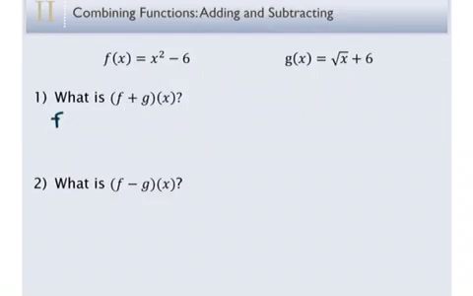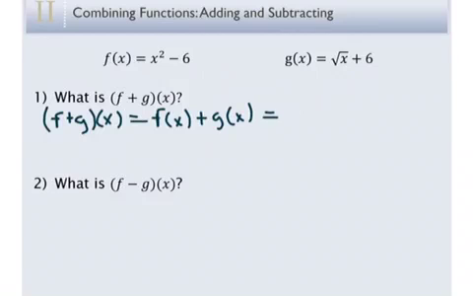So let's do this. f plus g of x is equal to f of x plus g of x, which is equal to f of x here, so x squared minus 6, I can plug that in there. I get x squared minus 6. The next one, g of x, I just take my square root of x plus 6 and plug it in here, plus square root of x plus 6.